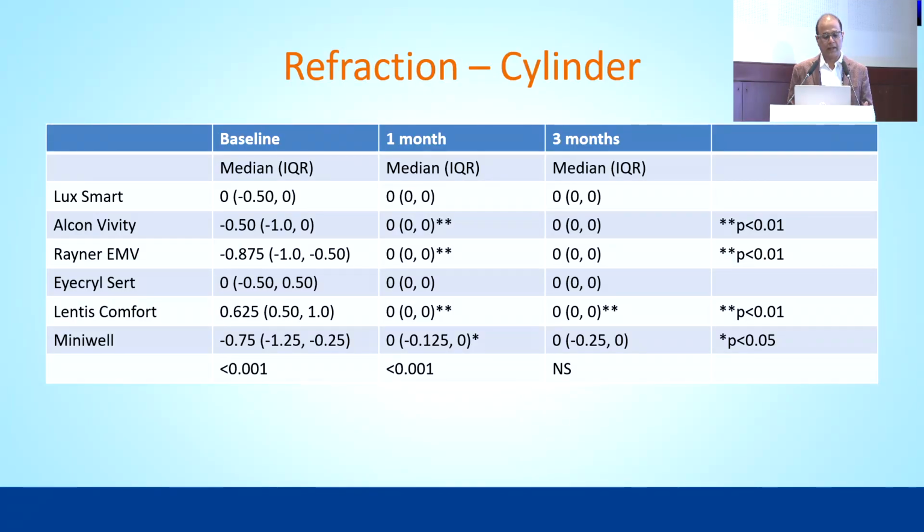Now only select lenses had a cylindrical option available, so Rayner EMV and VVT are the only ones available, and Minivel. So these 3 are available with toric model. You can see in baseline these 3 groups had some patients with cylindrical correction, but if you see 1 month and 3 month outcome, the cylinder was corrected beautifully by all the lenses.